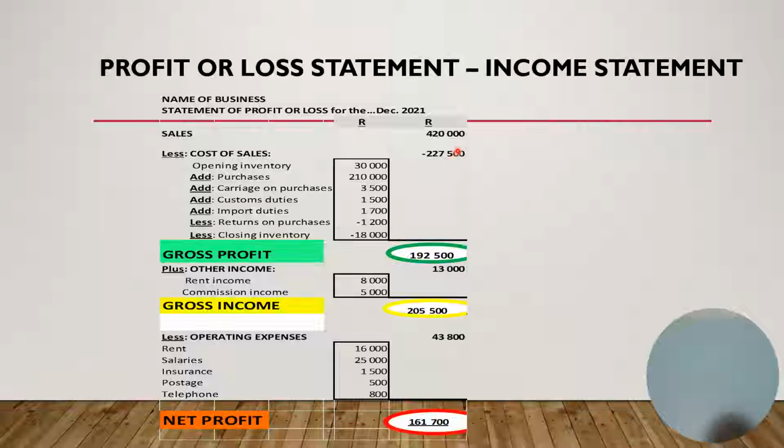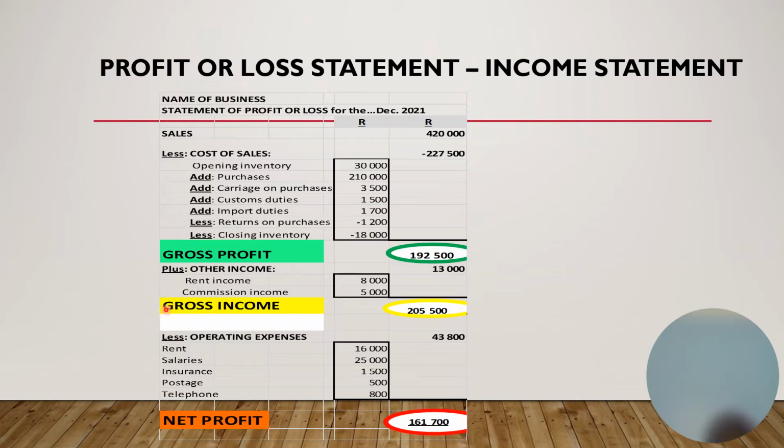And then we do our calculation. Sales minus cost of sales is equal to gross profit. If you can still remember the trading account, 192,500. And then also in our example we did have other income, which were rent income 8,000 and commission income, which was 5,000. When you add them, they give you other income, which is 13,000. You add it to your gross profit, and then it gives you your gross income.